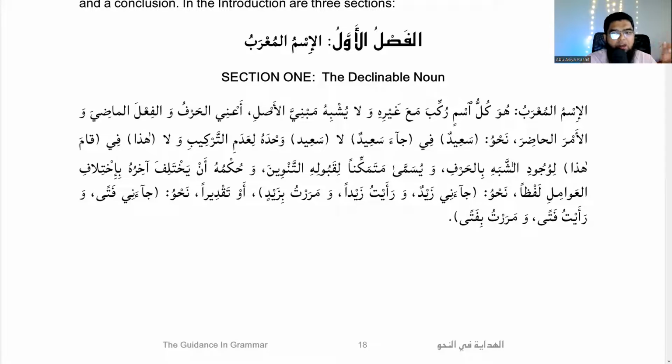ولا هذا في قام هذا لوجود الشبه بالحرف ويسمى متمكنا لقبوله التنوين. And another name for this is متمكن. Its name is what? متمكن. So معرب is also called متمكن. Why? Because of its acceptance of تنوين. وحكمه أن يختلف آخره باختلاف العوامل لفظا.